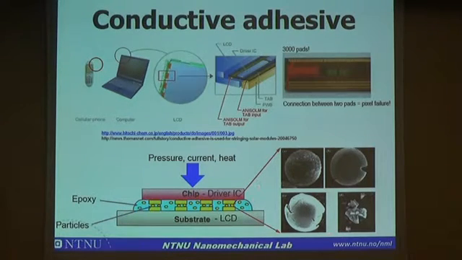And in our investigation, we have found different types of fracture modes of these metal-coated polymer particles. So it's important to know and to design the single particle behavior. If we can predict and optimize single particle behavior, then we can have a better design of the whole component.